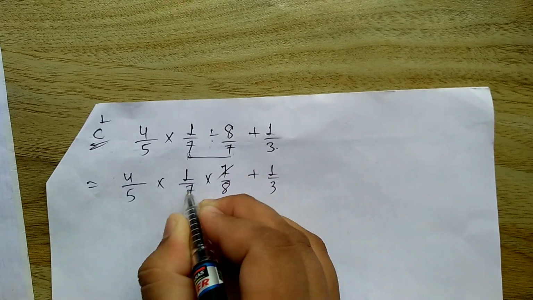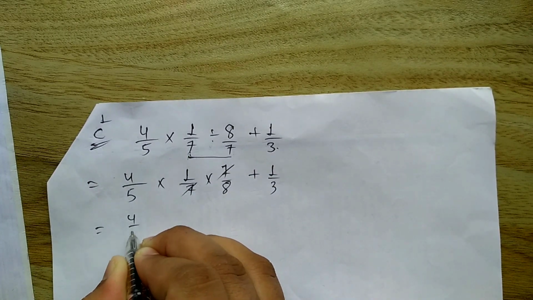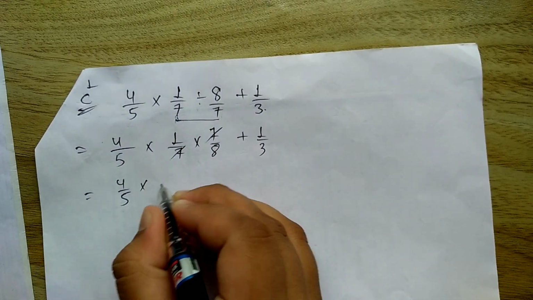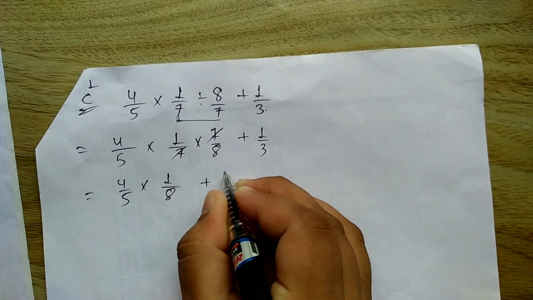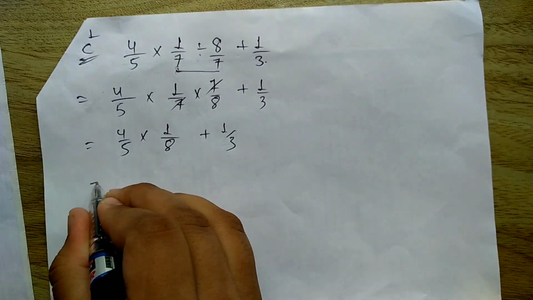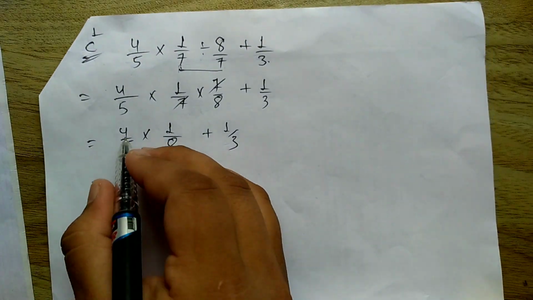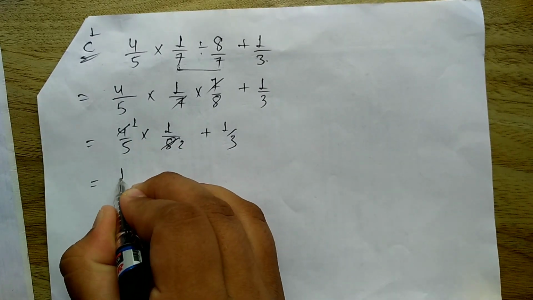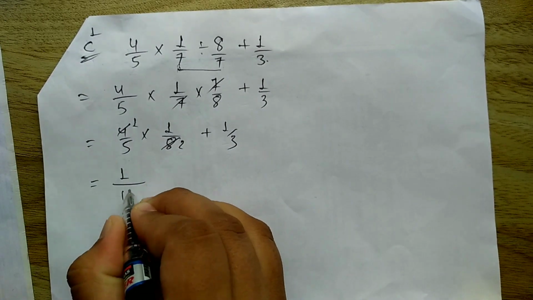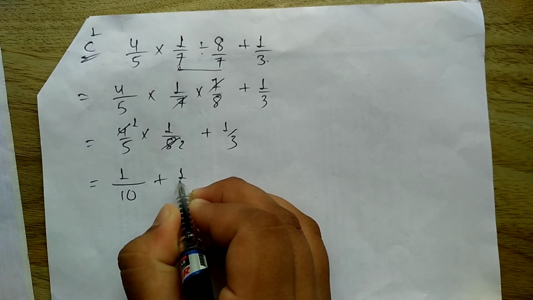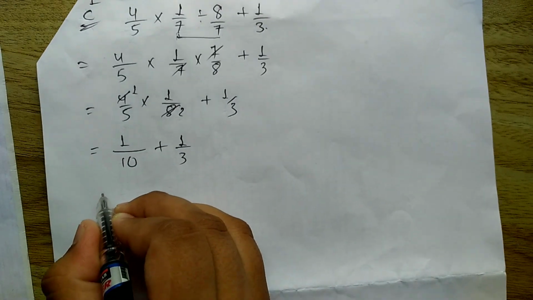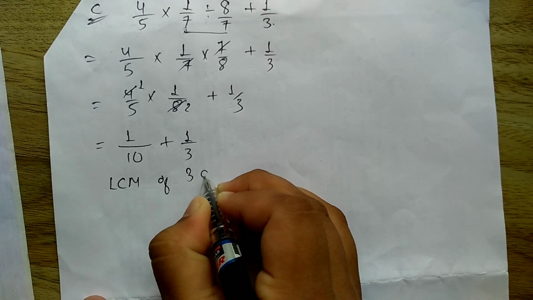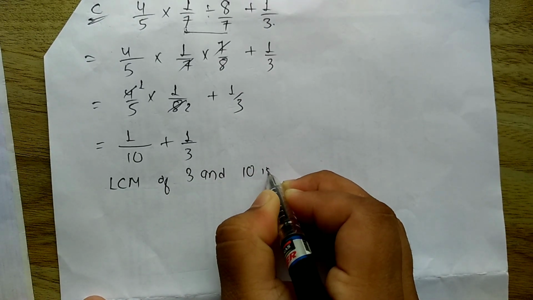So 7 will be cancelled out. Now 4 by 5 will be here, and then after 1 by 8 is remaining, right? So into 1 by 8 is remaining plus 1 by 3. Now we'll be multiplying this. 4 1s are 4, 4 2s are 8, right? So 1 into 1 will be 1 only, 5 into 2 will be 10, then after plus 1 by 3. Now the LCM of 3 and 10 is 30.